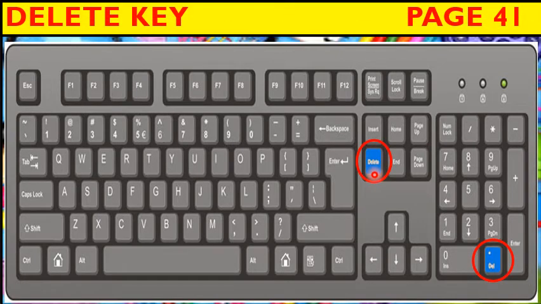Now, let us consider the delete key. Children, these are delete keys. There are two delete keys on the keyboard. The delete key is used to erase or rub on the right side of the cursor.